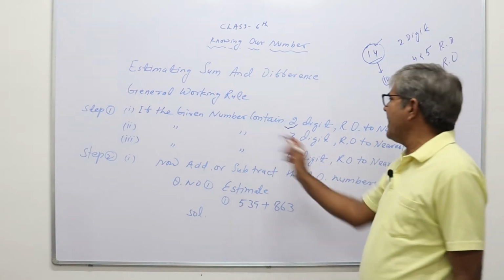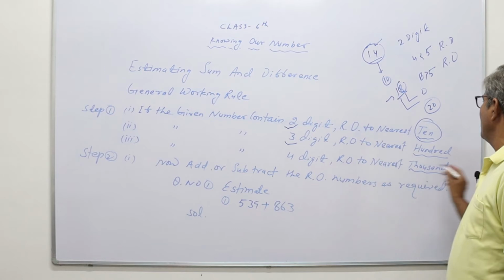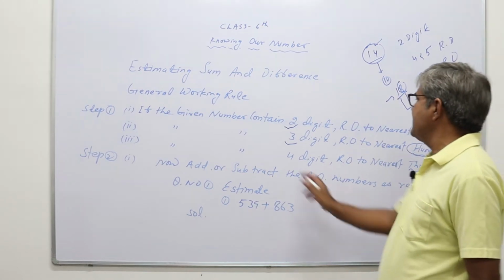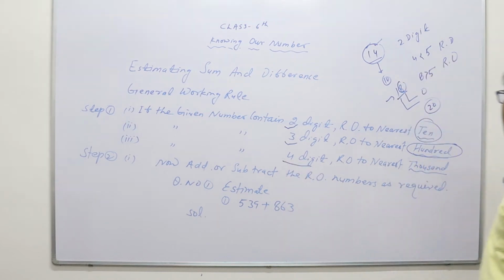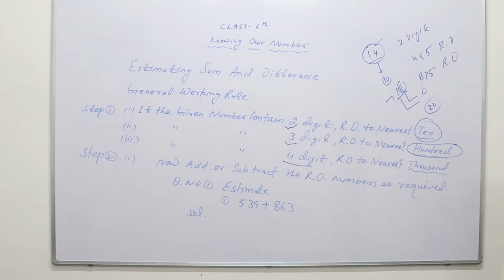If the given number contains 3 digits, then round off to the nearest 100. And if the number contains 4 digits, then round off to the nearest 1000. This type of general working rule we will use for estimating the given number, and then we will find the addition or subtraction as required.